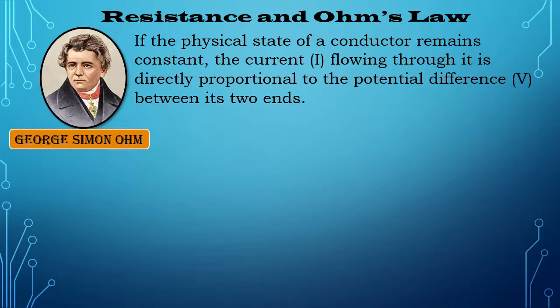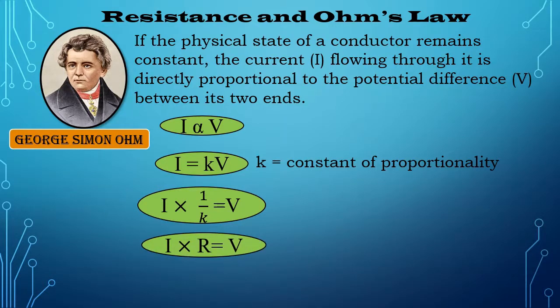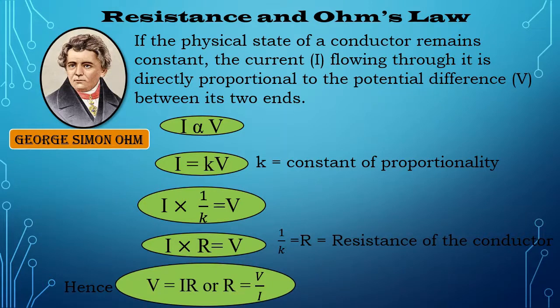So we write I is directly proportional to V, that is I is equal to kV, where K is the constant of proportionality. I into 1 upon K is equal to V, that is I into R is equal to V, where 1 upon K is equal to R, which is the resistance of the conductor. Hence we get V equal to IR, or R is equal to V upon I, and this is known as Ohm's law.